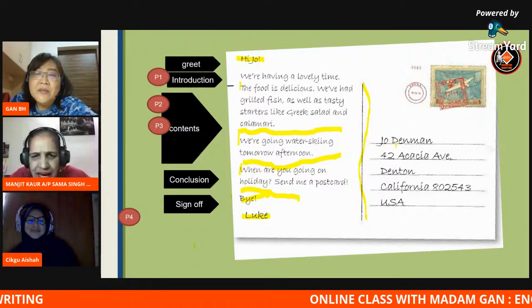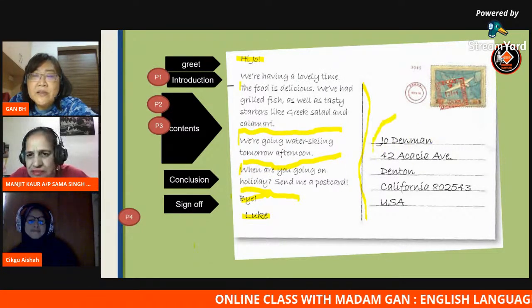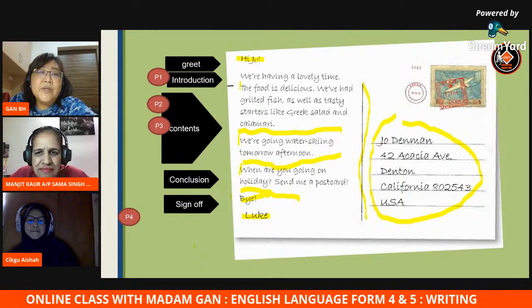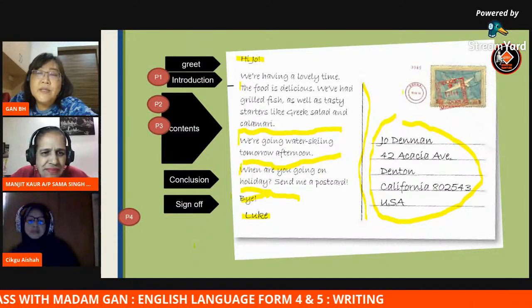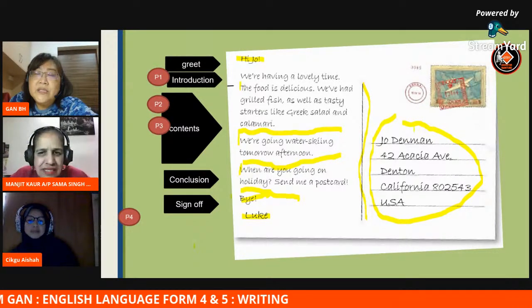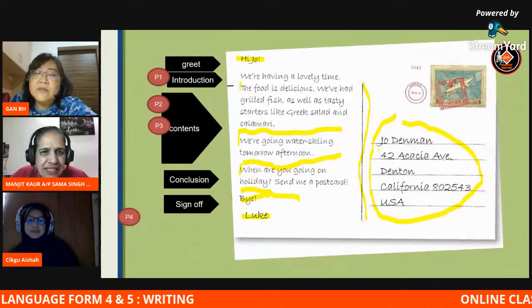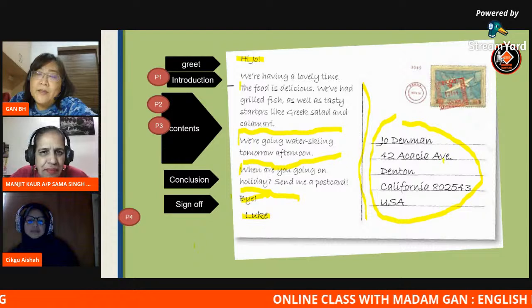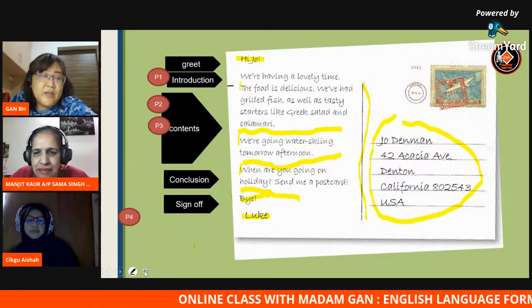So here, remember, there'll be empty space here. You won't have all this, so you have to write. So you have to write Joe's address because Joe is going to receive a postcard, right? So you need to write, for example, the name is Joe Denman. So you can write Joe Denman. After that, you write the address. Okay, all right.